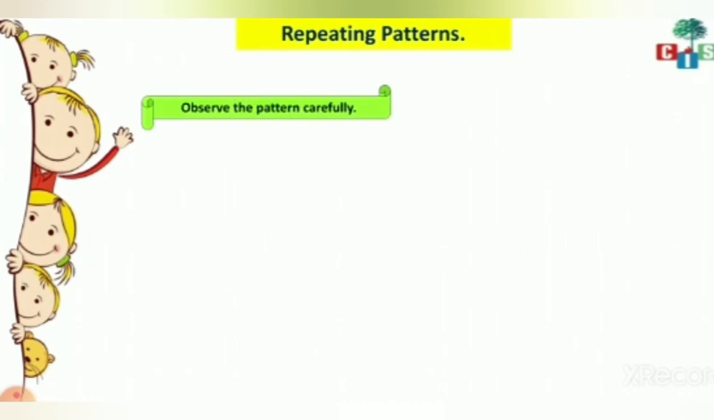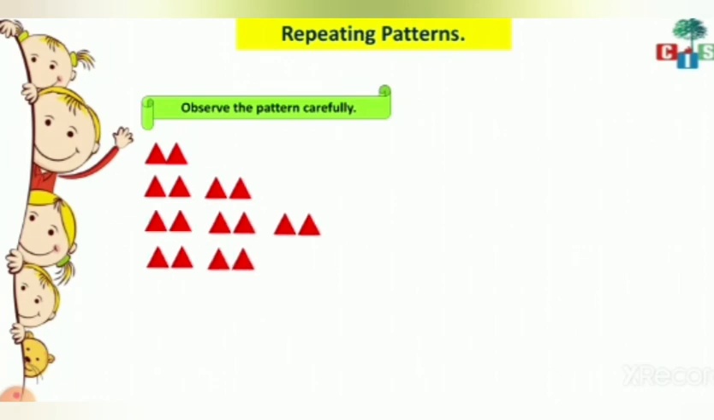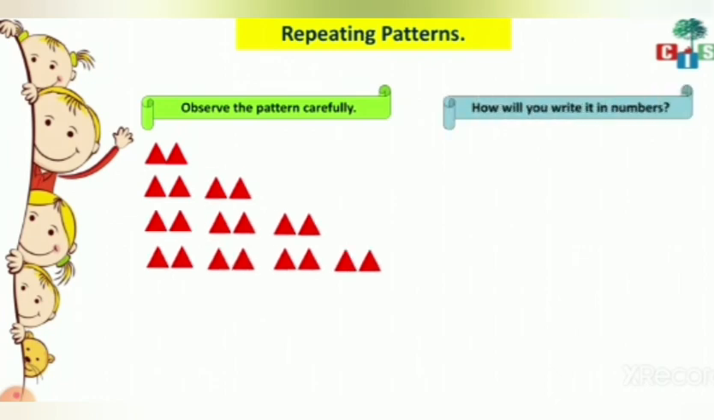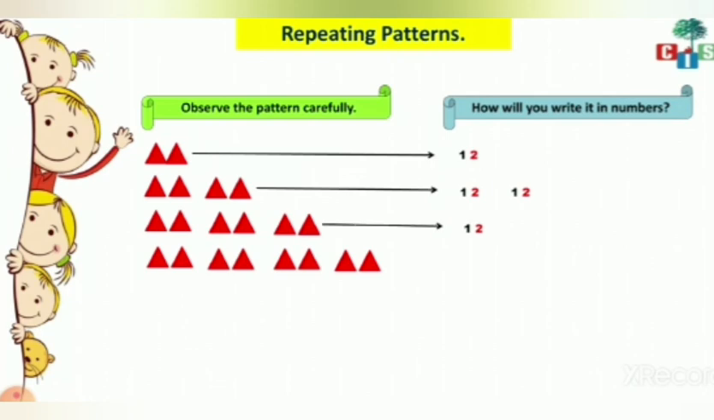Observe the pattern carefully. Can you see a triangle? Yes. Now, how will you write it in numbers? If you look at the first one, 1, 2. Then 1, 2, and it's repeated. So again we will write 1, 2. 1, 2, 1, 2, 1, 2. And the last one, 4 times we have to do it. 1, 2, 1, 2, 1, 2, and the last will be 1, 2.